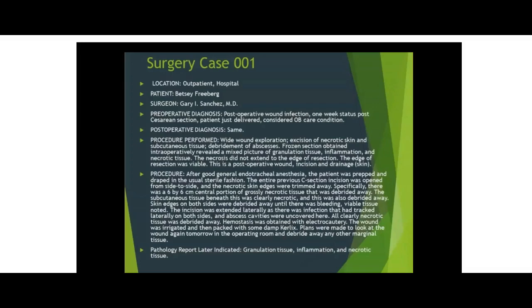Viable tissue noted. The incision was extended laterally as there was infection that had tracked laterally on both sides, and abscess cavities were uncovered here. All clearly necrotic tissue was debrided away. Hemostasis was obtained with electrocautery. The wound was irrigated and then packed with some damp Kerlix. Plans were made to look at the wound again tomorrow in the operating room and debride away any other marginal tissue. Pathology report shows granulation tissue, inflammation, and necrotic tissue.